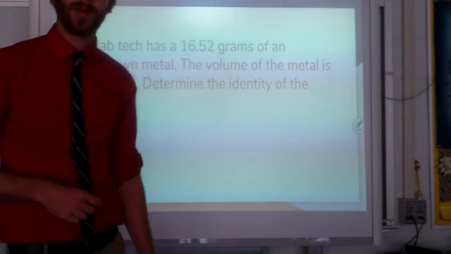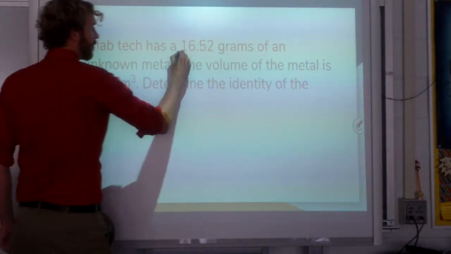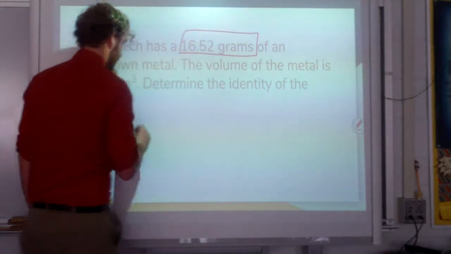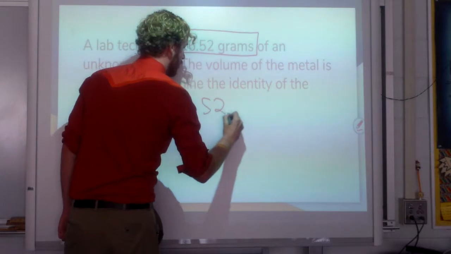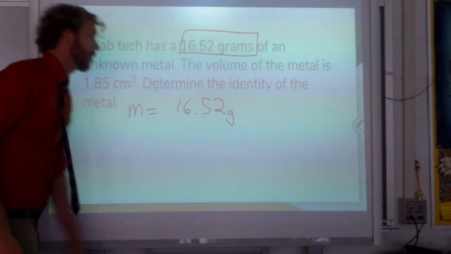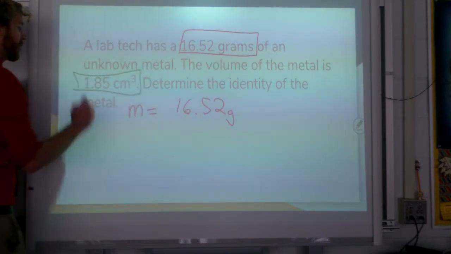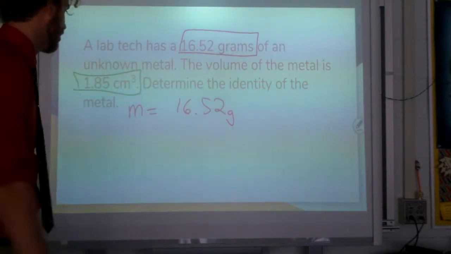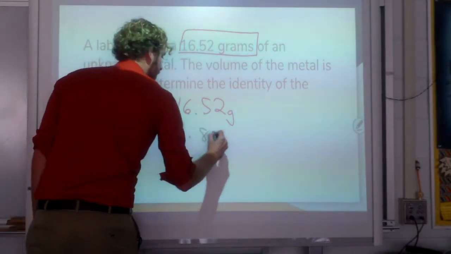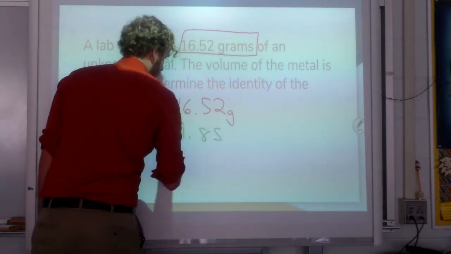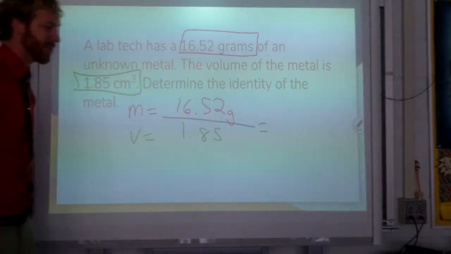So the first thing, let's calculate our density. What numbers are we given? The first number, 16.52 grams, that's going to be our mass. Mass equals 16.52 grams. Next number, 1.85 centimeters cubed. Centimeters cubed is a unit of volume, so there's our volume, 1.85. We divide those, that's going to give us our density.